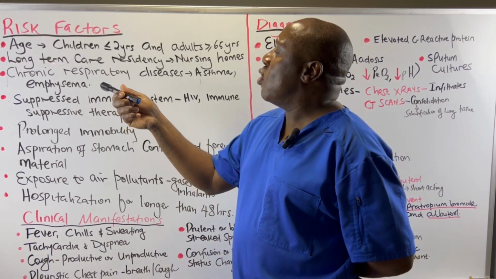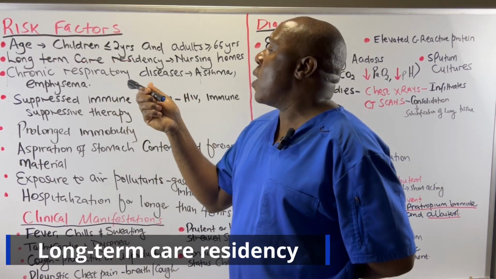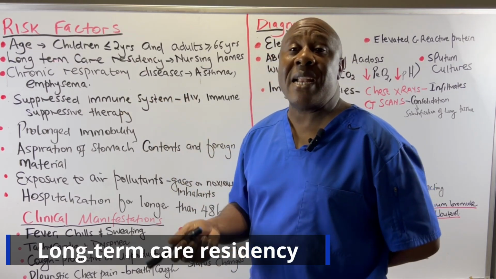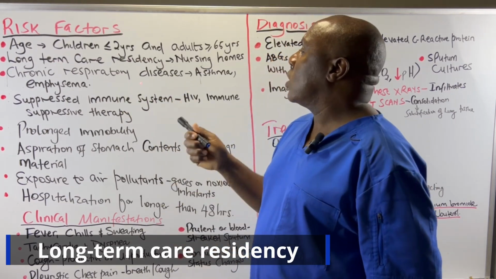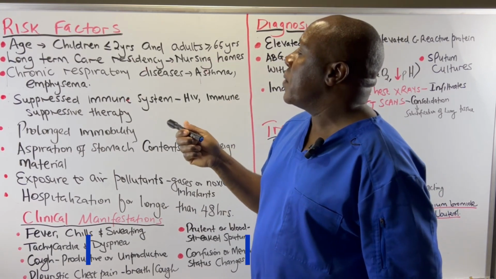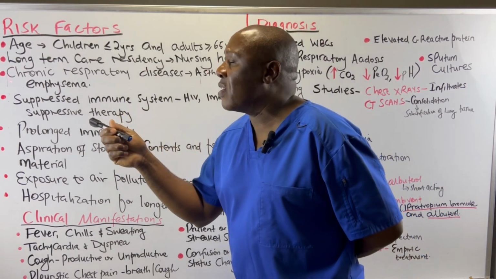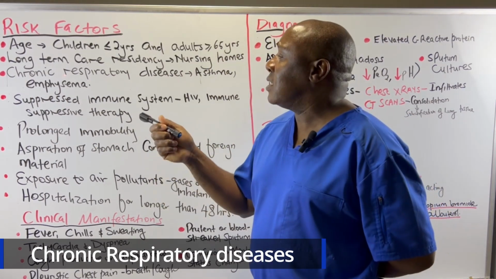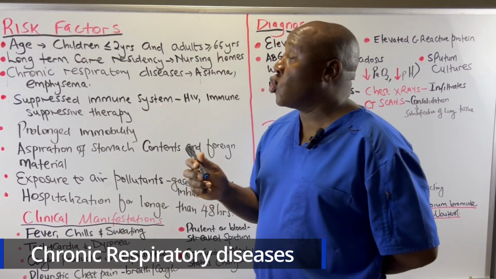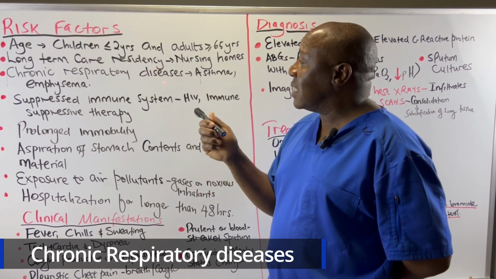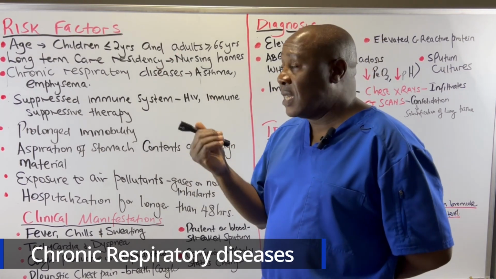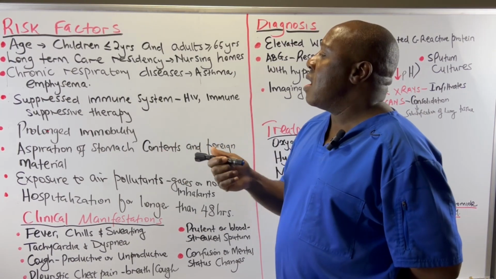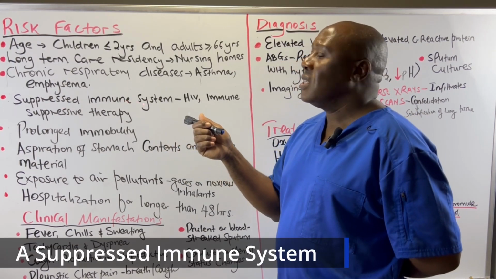Number two, we have long-term care residency. Those people who are living in long-term care residential areas, for example nursing homes, are likely to get infected with this particular pneumonia. Then we have those people who are suffering from chronic respiratory diseases like asthma and emphysema. Those people are likely to contract pneumonia as a result of these microorganisms gaining access into the lower respiratory tract.